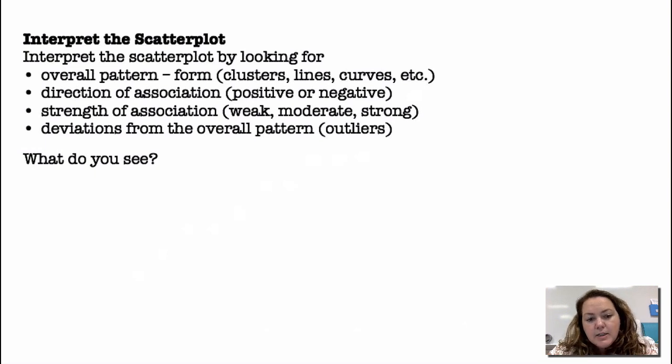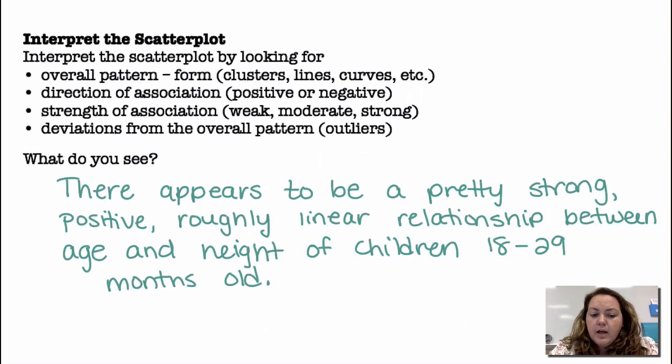So what do you see? Pause and think about what you see from that scatter plot. Here's what I commented: there appears to be a pretty strong, positive, roughly linear relationship between age and height of children 18 to 29 months old. I made sure to keep that piece in there, 18 to 29 months old, because I don't know if this trend would continue beyond that age group.